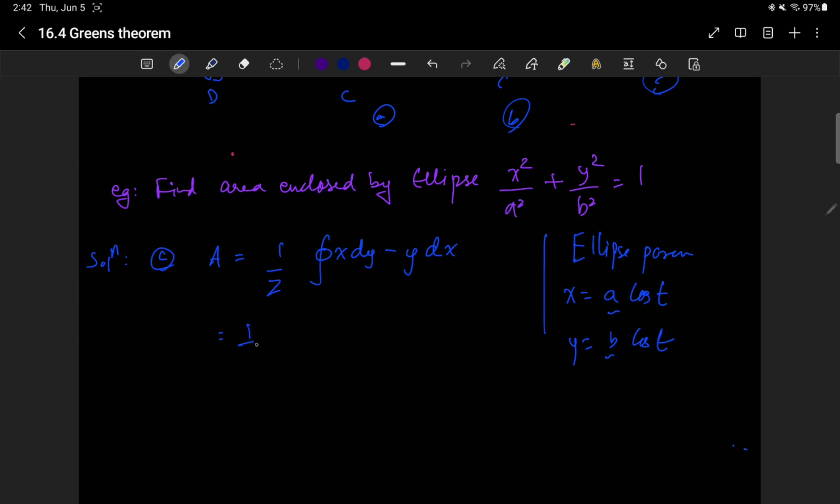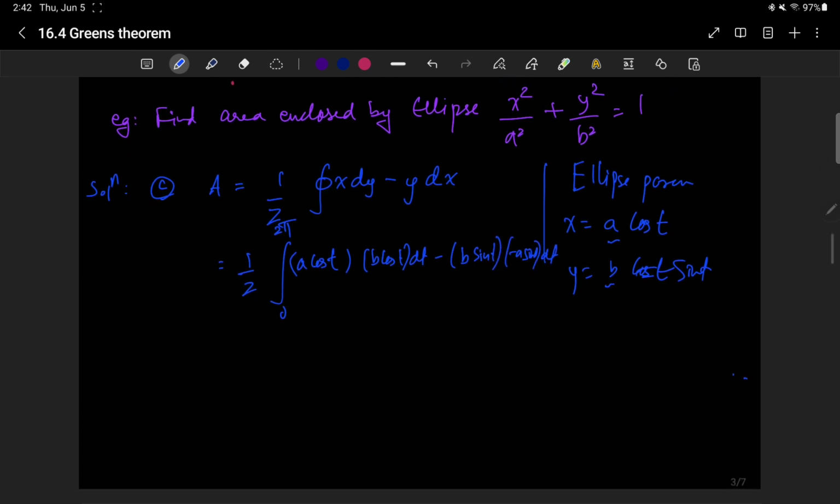So we have that, which means we're making one full circle. x is a cosine t, y is b sine t. Sorry, this should be sine. So the derivative is b cosine t, so this would be b cosine t dt, minus y, which is b sine t, and the derivative is negative a sine t dt.